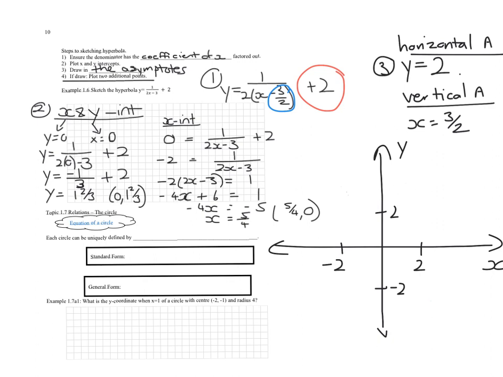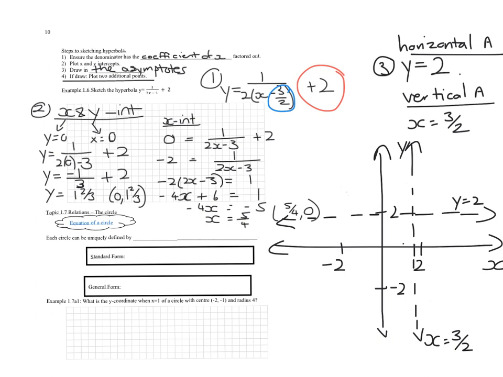Now we're going to draw in our asymptotes. So y equals 2, that's going to be a horizontal line through here. And always label your asymptote, so that's going to be y equals 2. And then x equals 3 over 2, so that's 1.5, so it's going to be about there. We draw them in as a dotted line, as you can see. x equals 3 over 2. So draw in your 2 asymptotes as dotted lines.